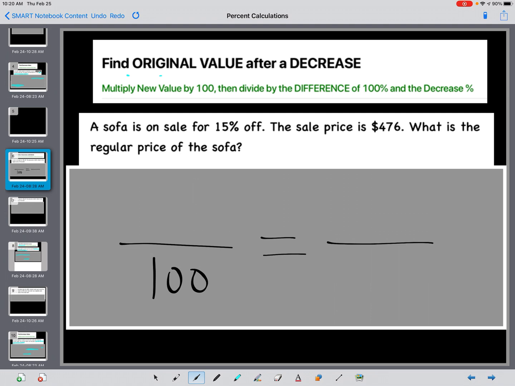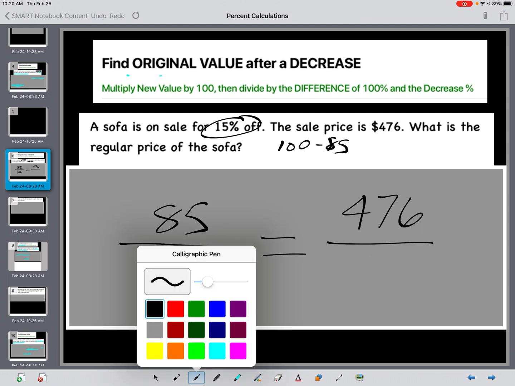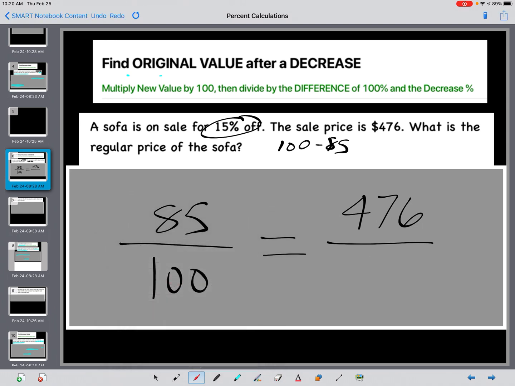All right, so the sale price of $476 and the 15% off, we're going to throw that in the numerator. You're going to see why in a sec. So the 15% off, I want you to subtract that from 100. So we'll do that, and then you get 85. What that means is that the sofa is now selling at 85% of what it used to be. So this $476 represents 85% of the original price.